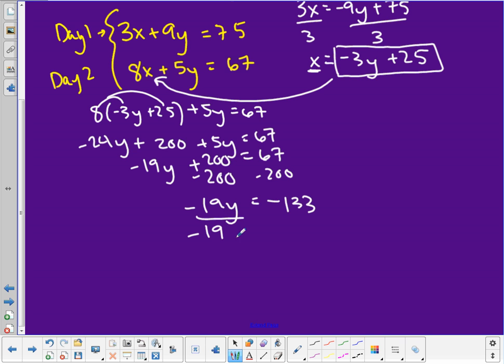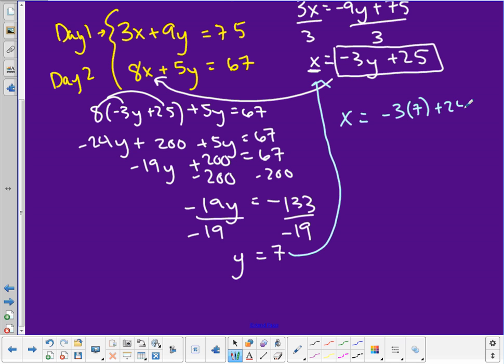And then divide by the negative 19. And a negative divided by a negative gives me the positive, which is what I want because we're talking about a dollar amount here. So y is equal to 7. Then when I plug that back in, I'm just going to plug it into the equation that I found up here, since I have x alone, which is nice. X is going to be equal to negative 3 times 7 plus 25. That's x equaling negative 21 plus 25. That's x equals a positive 4. So my solution tells me that the senior citizen tickets are $4 and the child tickets are $7.